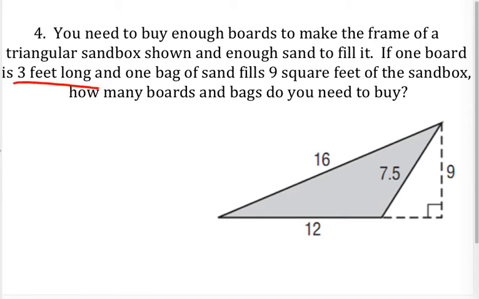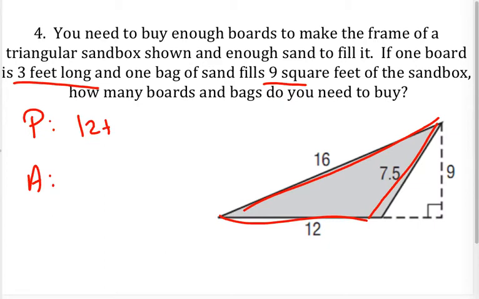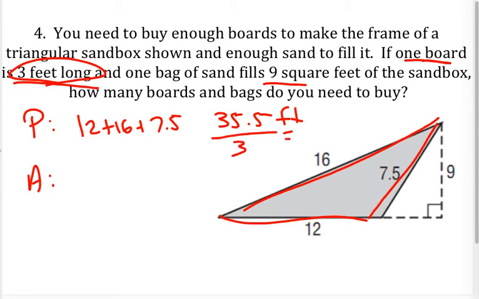Okay, so triangular sandbox, you have enough boards to build the frame. Each board is 3 feet long, one bag of sand fills 9 square feet. So you've got to figure out the perimeter and the area. So now perimeter, 12, 7.5, and 16. So 12 plus 16 plus 7.5 is going to be 35.5. Now, each board is 3 feet long. So my perimeter is 35.5 feet. Each one is 3 feet long, so I've got to divide that by 3. That gives me 11.83, but I can't buy 0.83 of a board, so I'm going to say I need 12 boards. I'll have a little bit of wood left over.